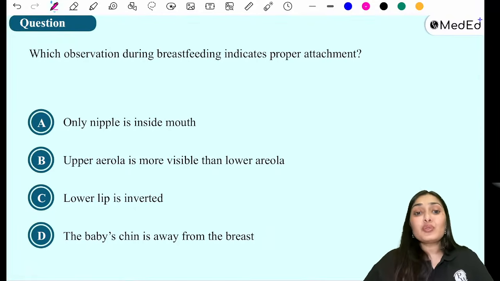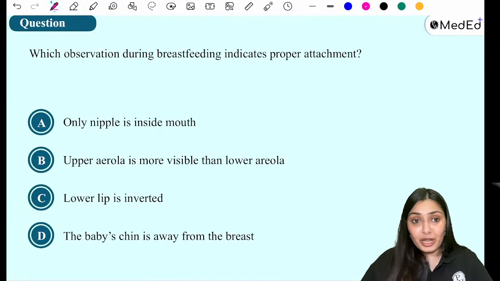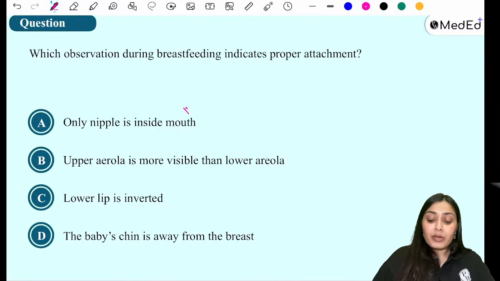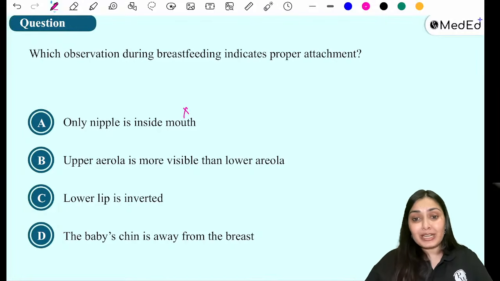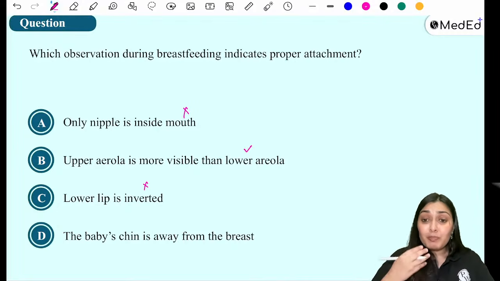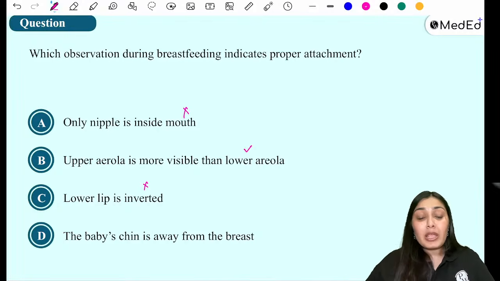Which observation during the breastfeeding indicates proper attachment? So they're asking what are the signs of good attachment, proper attachment. Option A says only nipple inside the mouth. This is wrong, right? Nipple as well as areola should be inside the mouth. Option B says upper areola is more visible than the lower areola, which is true. This is a good sign. Lower lip of the child is inverted, which is false. It should be pouted out, it should be everted. Baby's chin away from the breast. This is again wrong. Baby's chin should be touching the breast.